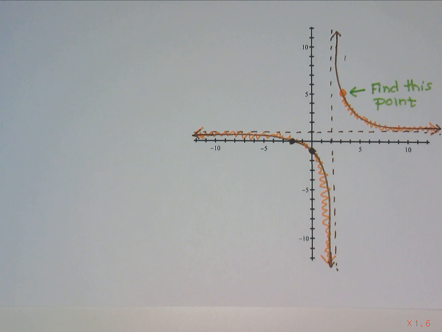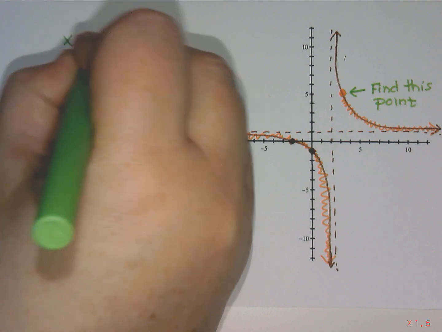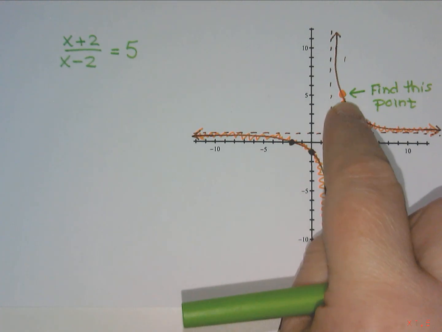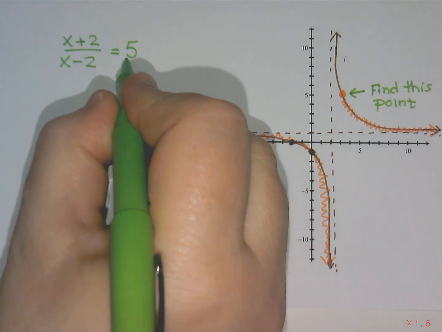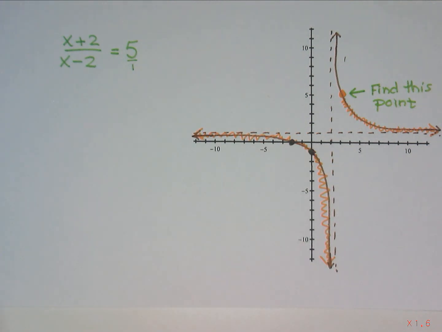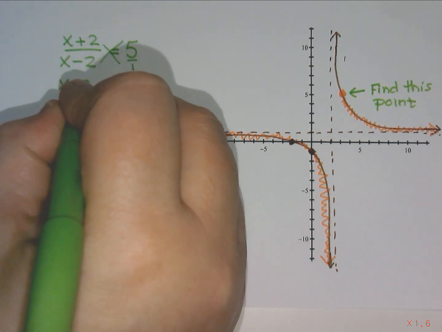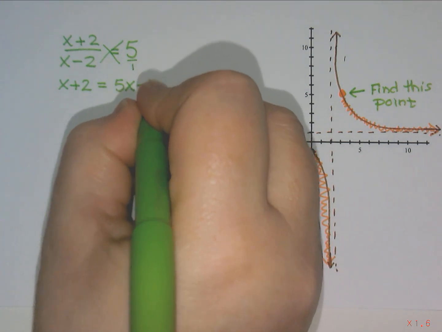I am going to take (x+2)/(x-2), which is the graph that I made, and set that equal to 5 so that I can try to figure out what the coordinates are of that point. So this is just a rational equation. I am going to solve by cross multiplying. So I put the 5 over 1, and then I do 1 times x plus 2 is x plus 2. 5 times x minus 2 is 5x minus 10.